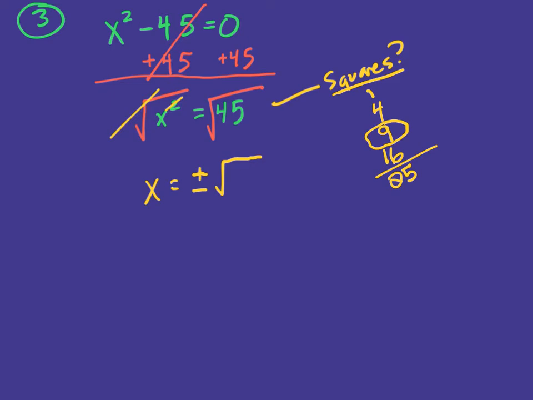So what we'll do is we'll write this as the square root of 9 times 5. 9 times 5 is 45. And then keep in mind that the square root of 9, we do know what that is. So going into the next step, we've got x equals plus or minus. The square root of 9 part is 3. Square root of 5 we don't know, so we just leave it like that.